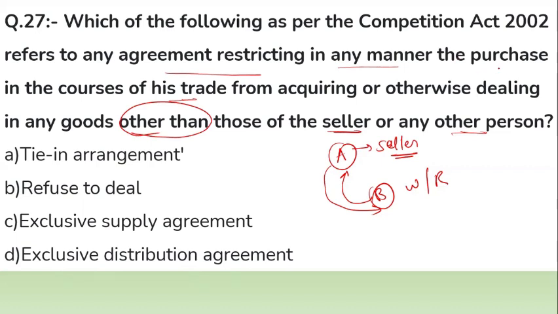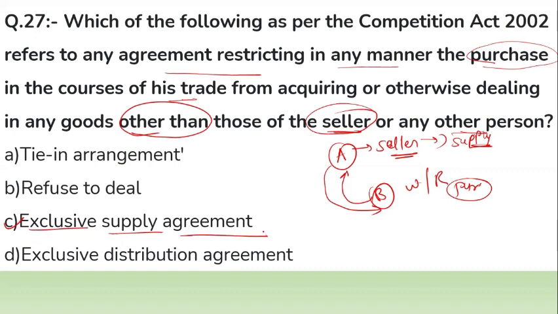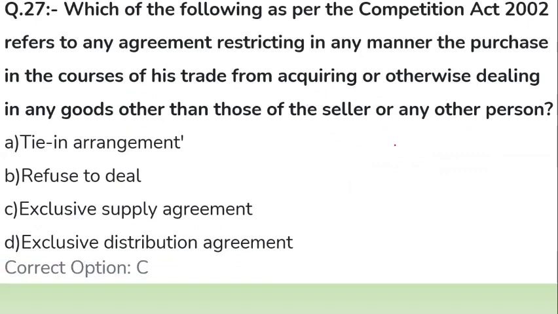This case is talking about the purchase and also the course of trade, any goods other than those of the seller. So here the wholesaler is the purchaser, and the seller is the one who supplies the goods. In that case, option C is the right answer, because of the exclusive supply agreement. That means A supplies only and only to B, and B purchases only and only from A. So this kind of agreement is an exclusive supply agreement.